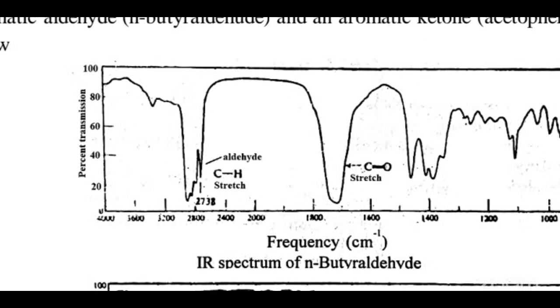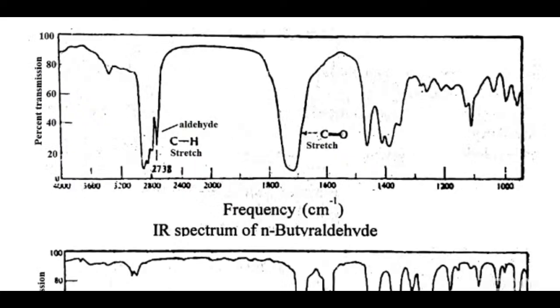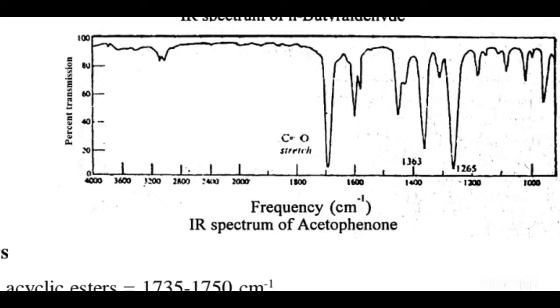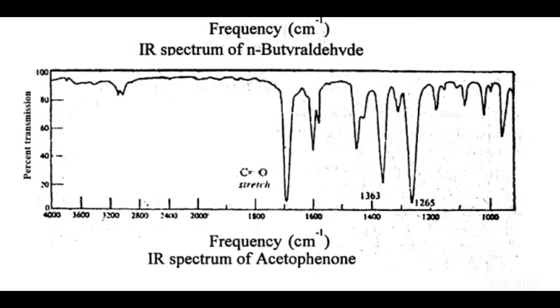The aldehyde CH stretching frequency, right, here is 2738 for the aldehyde, and CO stretching here is 1720 something. The butyraldehyde spectrum is given, where CO stretching appears at 1700 or 1710 in that range. Okay, 1690 to 1700, and 1363 is there.